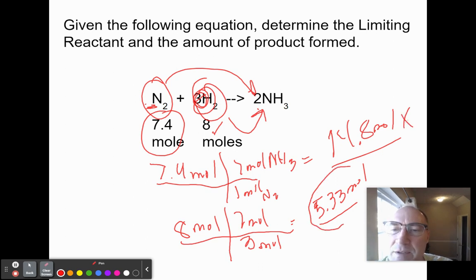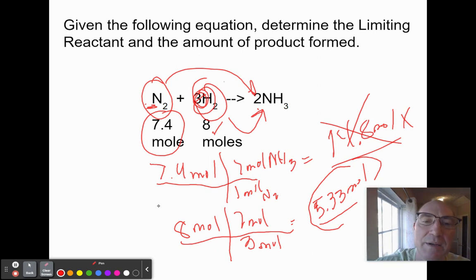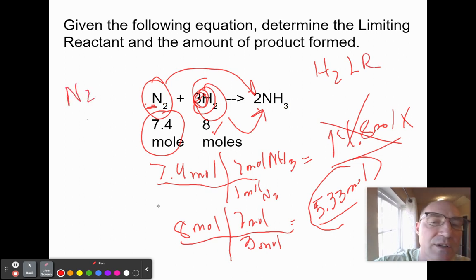Okay, so this is the amount that occurs, right? We don't have enough to make this, so this doesn't happen. This is my answer, and my limiting factor. So H2 is limiting. It's my limiting reactant, and then in excess, I have too much N2, so it's my excess reactant. Okay, so really, the easiest way to do this is to just do 2 problems and figure out which one makes the least.